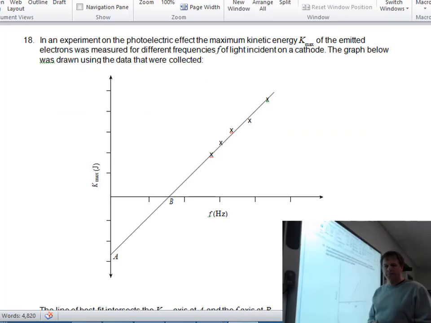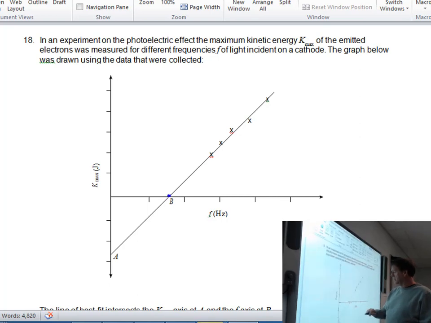Okay, so what we've got here is an experiment being done for the photoelectric effect, where they measured the maximum kinetic energy based on incoming frequencies of light on a metal. So you've got different frequencies of light coming in. They've got some data points for each frequency versus the maximum kinetic energy of the electrons. And the first question was, what's the significance of position A and position B?